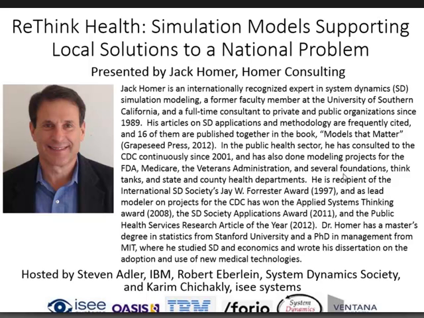What we're going to present this week is called ReThink Health. It's an innovative approach to looking at health issues, very much based on a system dynamics model. And rather than looking at it from the national picture, it's looking at it from the community level, starting from the ground up, if you will.